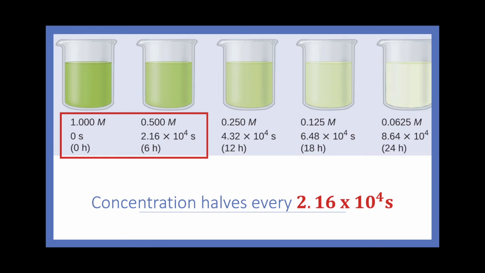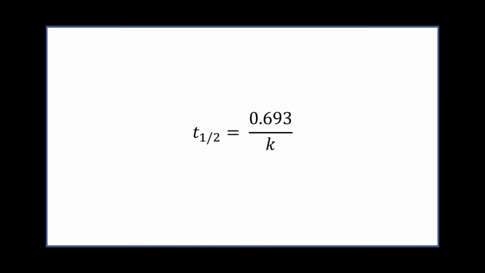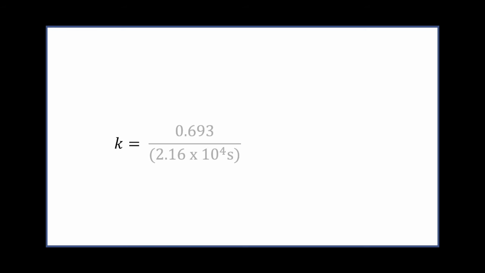We're asked to calculate the rate constant, so we'll take our half-life equation and rearrange it for K, like this. We're going to substitute in the half-life that we inferred from the image. That's the 2.16 times 10 to the 4th seconds. And then we're going to simplify. And our K is 3.21 times 10 to the -5 seconds to the -1.